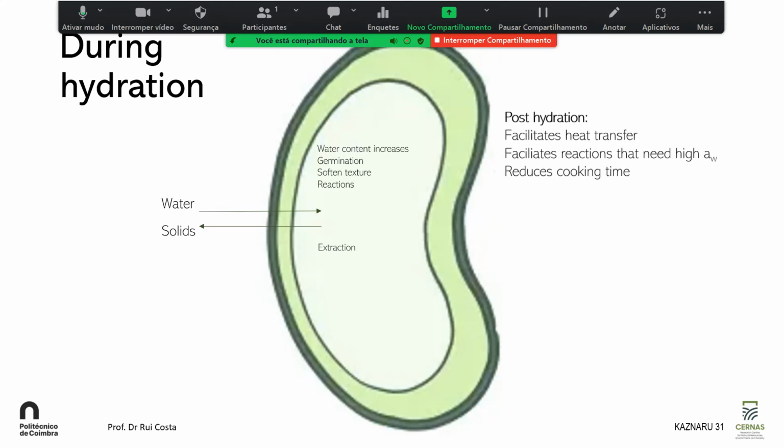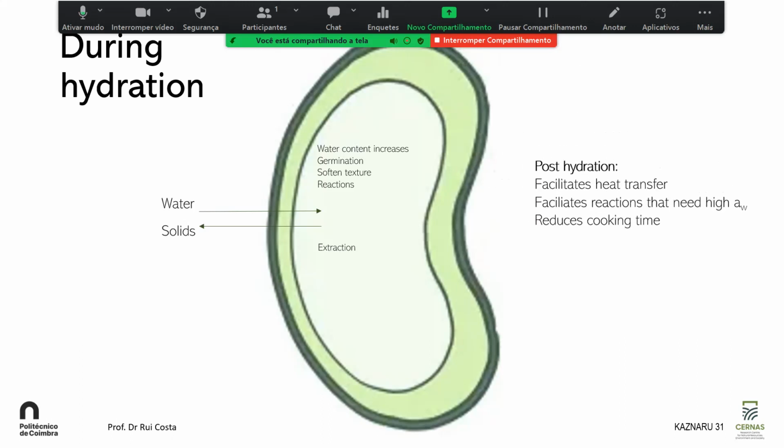After hydration, then we have other things that are changed. After hydration, the heat transfer is faster, so we can cook it faster. It facilitates reactions that need a very high water activity, and if we cook it, we can cook it in a shorter time.